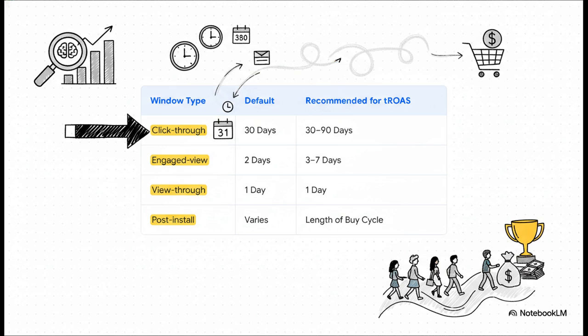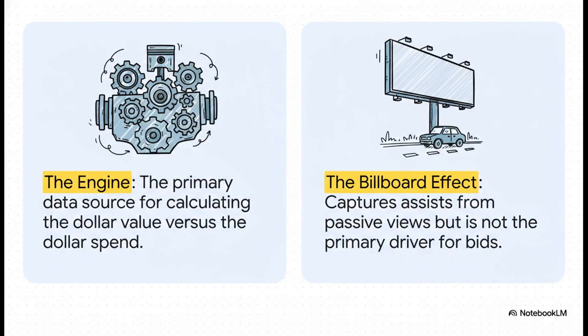Well, because your absolute best, highest value customers often take a lot longer to decide. And you need the AI to see that entire journey, from first click to final sale. Let me put it another way. Think of your click-through conversions as the engine of your tROAS campaign. They are the strongest possible signal of a user's intent, and they are the main data the AI uses to calculate your return. View-through conversions, on the other hand, they're more like the billboard effect. They're useful for capturing the value of passive views, but they aren't what's actually driving the bus.